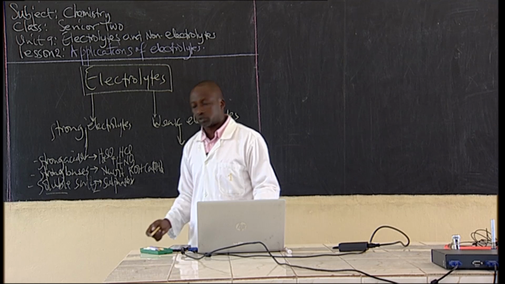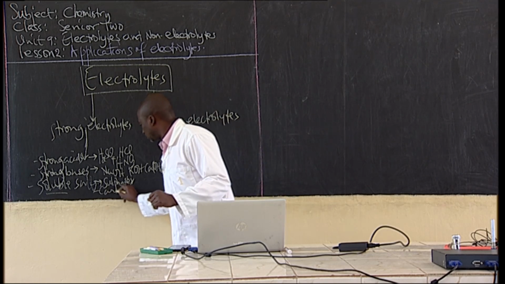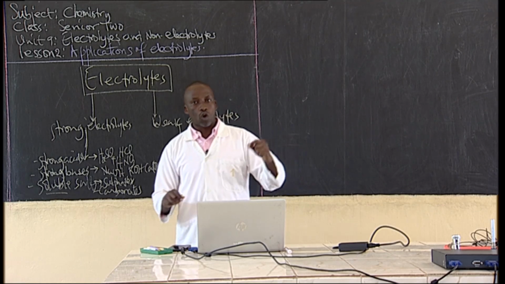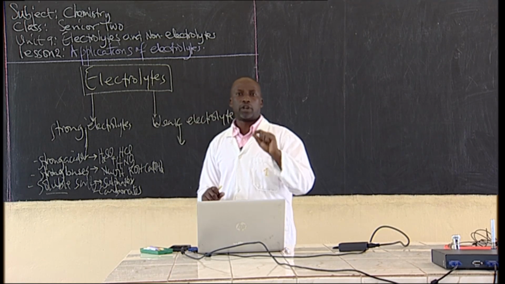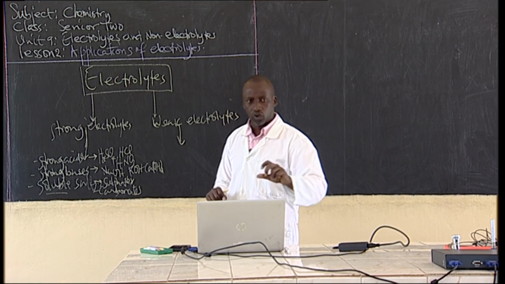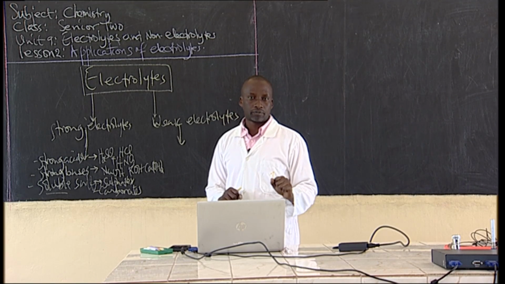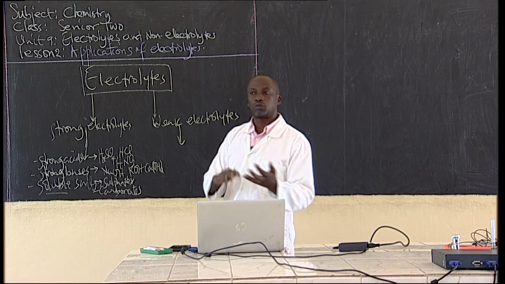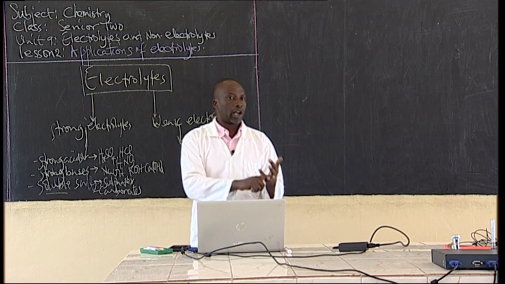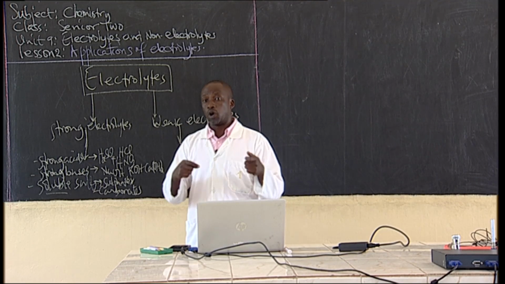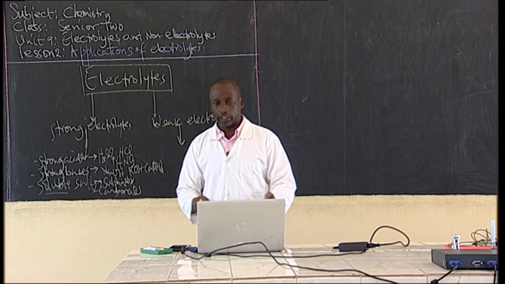You can talk about even the carbonates, but when you talk about the carbonates, you will only include the carbonates of group 1 and ammonium carbonate, because those are the only ones that are soluble. The rest are not soluble. So you talk about potassium carbonate and sodium carbonate. Those are the most common soluble carbonates.